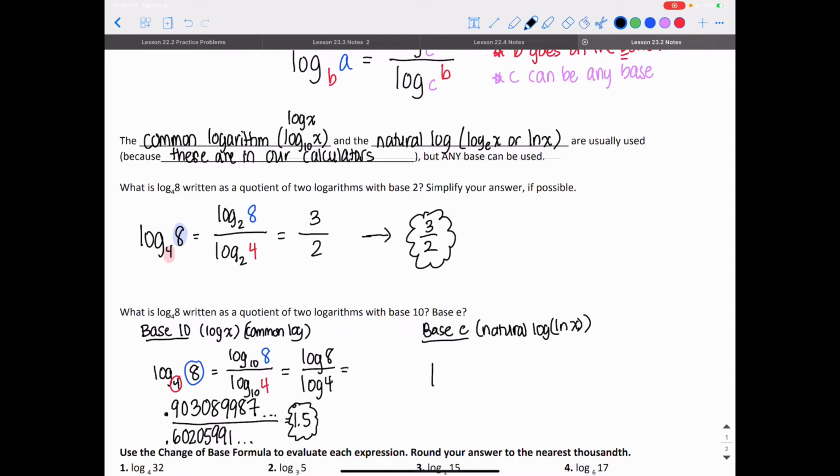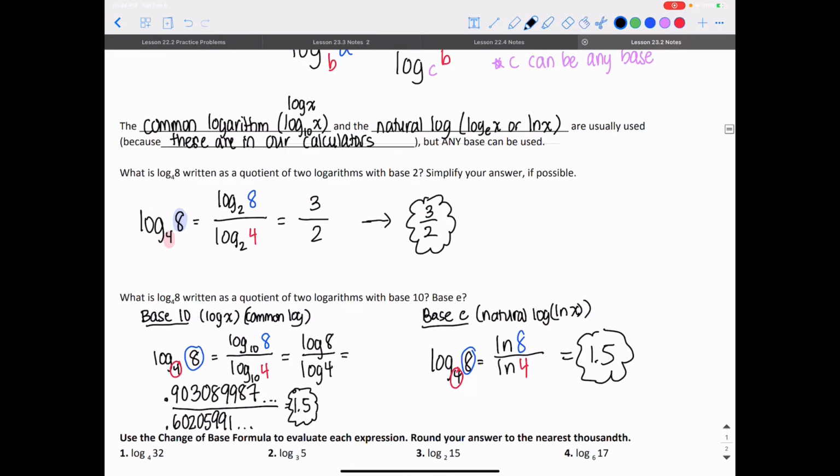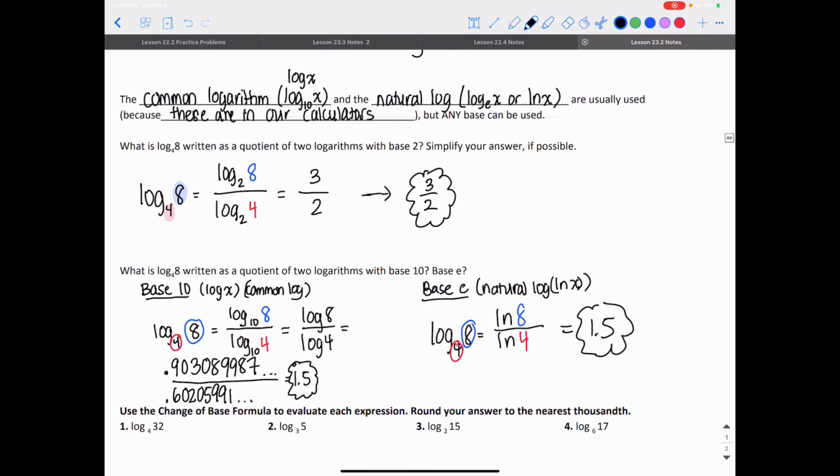I'm gonna do log base 4 of 8. So I'm gonna do ln over ln. That's log base e of 8, log base e. I'm gonna put my answer in the top and my base in the bottom. And if I do that in my calculator, I can do ln of 8 divided by ln of 4 without calculating what each one of those is, and it gives me 1.5. All right, so no matter what base you convert to, you're gonna get the same answer.